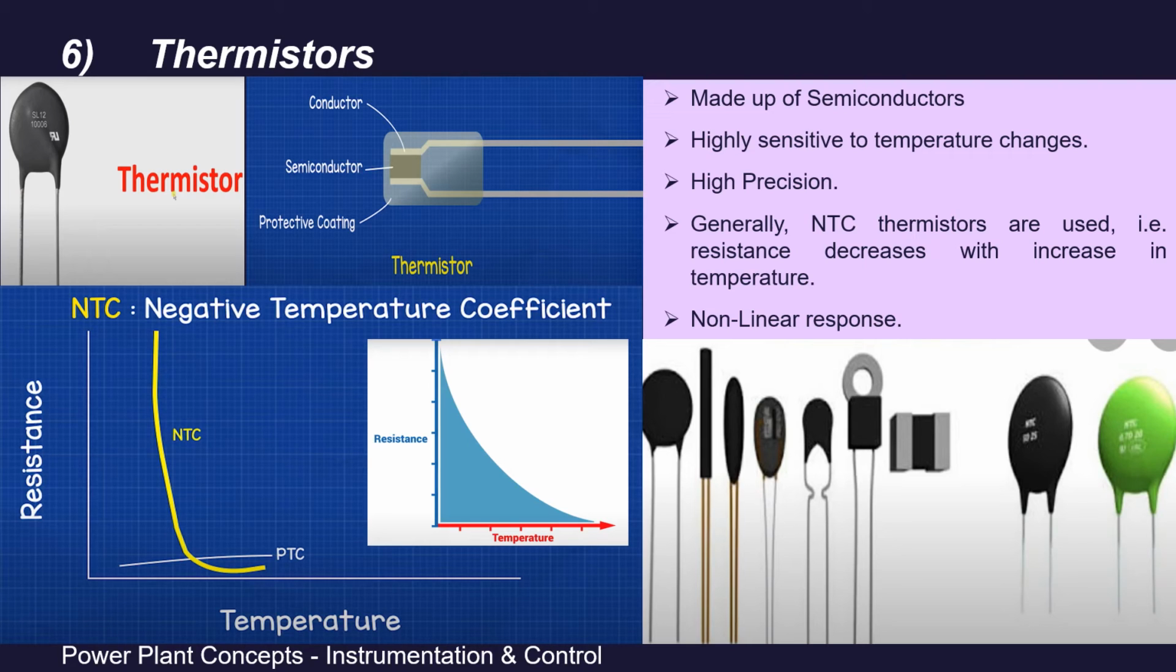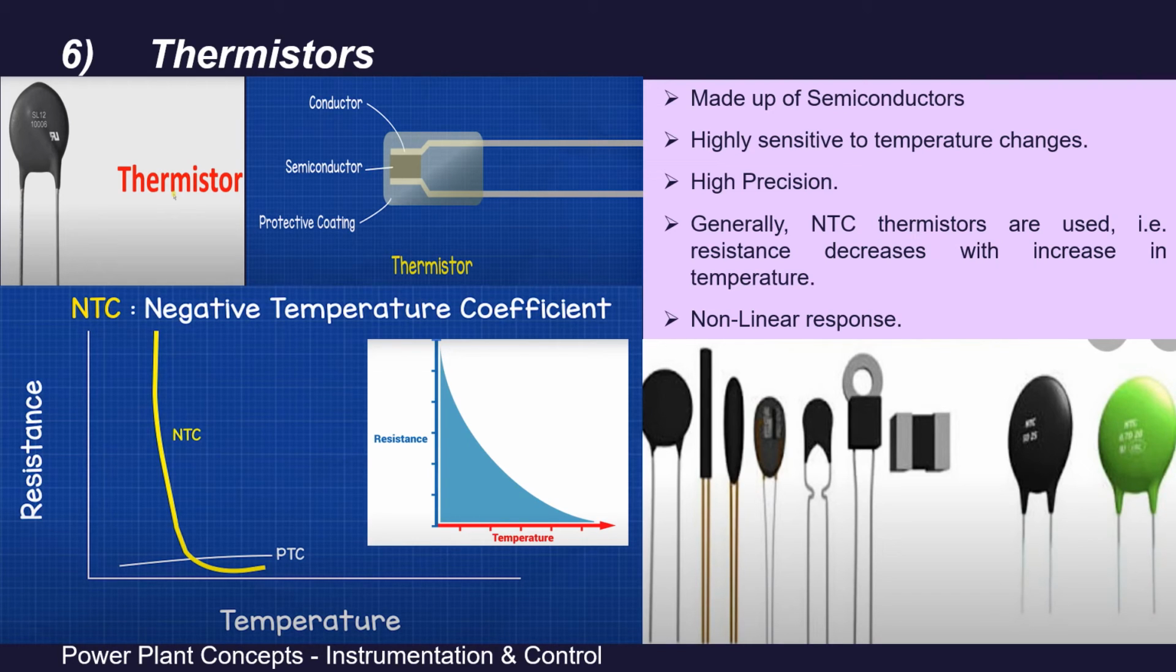In this graph we can see two types are shown. One is NTC and second is PTC. NTC is negative temperature coefficient and PTC is positive temperature coefficient. NTC means resistance decreases with temperature, while the PTC means resistance increases with temperature. Clear?